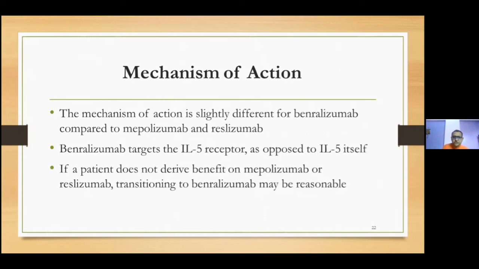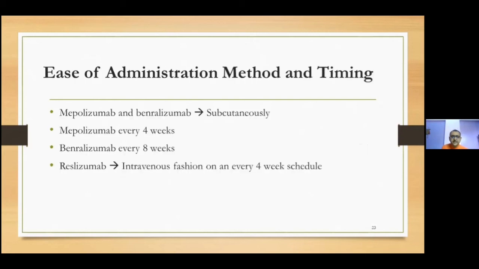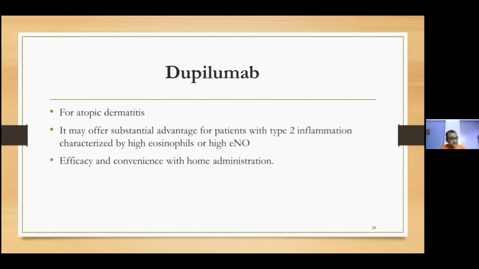If a patient does not get benefit on mepolizumab or reslizumab therapy, then the transition to benralizumab can be done. Apart from that, ease of administration is very important, and that is why reslizumab is an intravenous monoclonal antibody, whereas mepolizumab and benralizumab are subcutaneous. And we can consider the other disease also. Dupilumab is also approved for atopic dermatitis, and many of our asthma patients also suffer from atopic dermatitis.